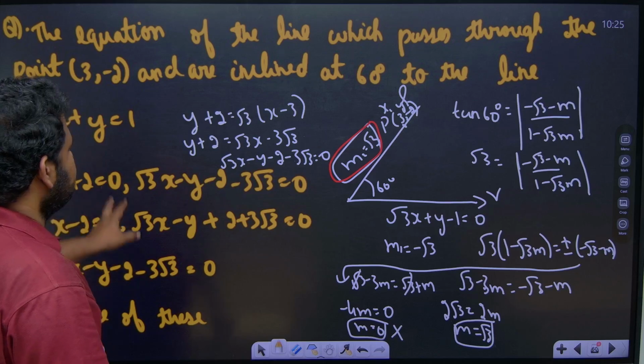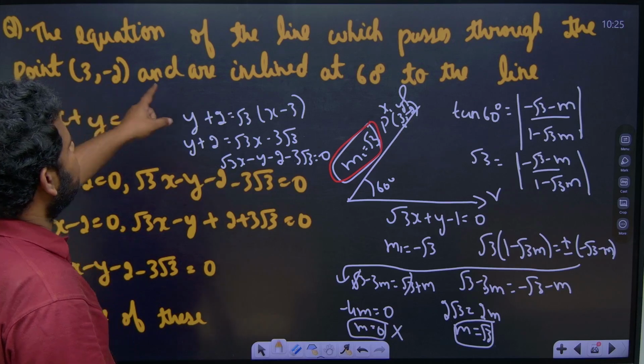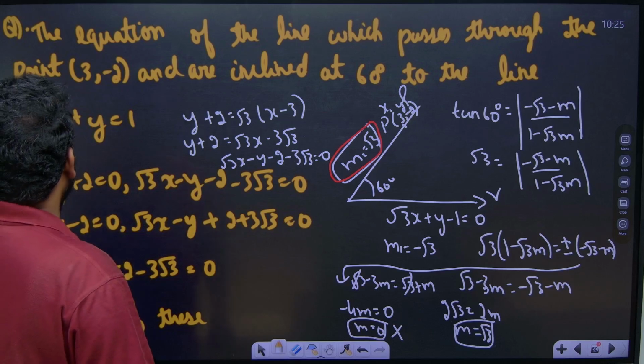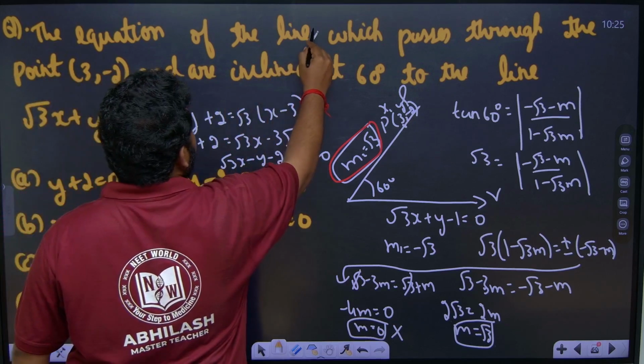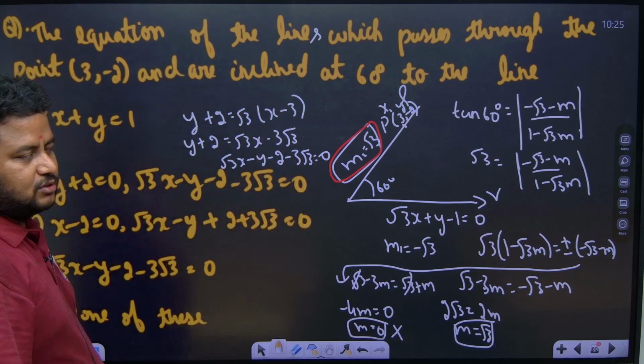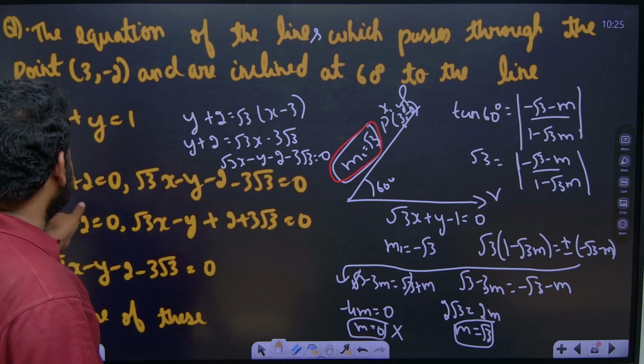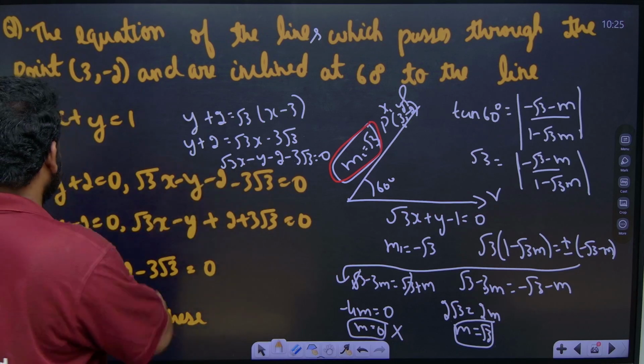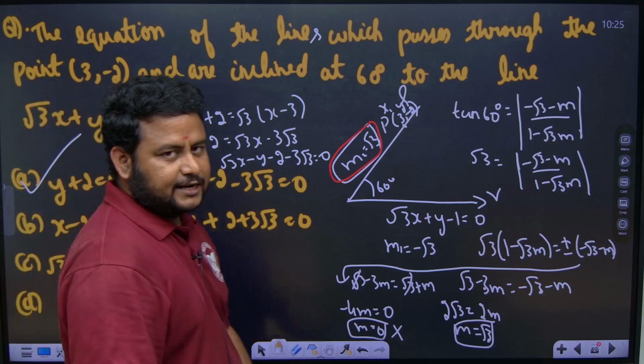This is another line. Okay, the equation of the line which passes through the point and is inclined at 60 degree to the line. Actually it should be the equation of the lines, there are two lines here. So the equation of the two lines will be y plus 2 is equal to 0, and root 3x minus y minus 2 minus 3 root 3 is equal to 0. The correct option is A.